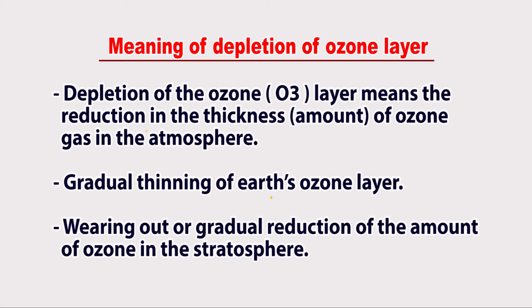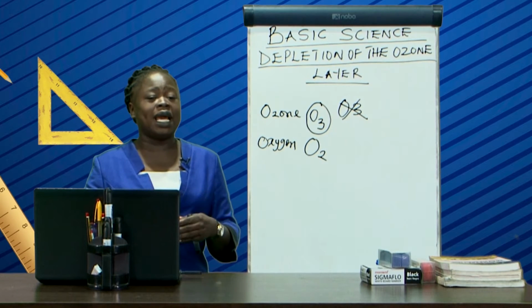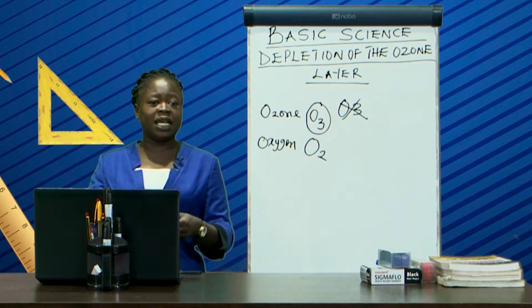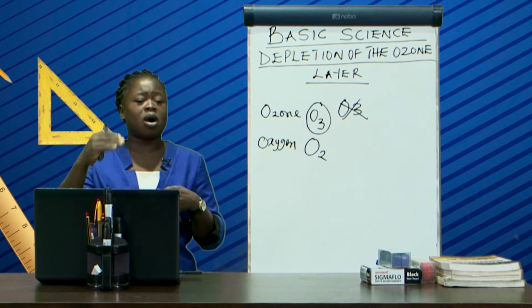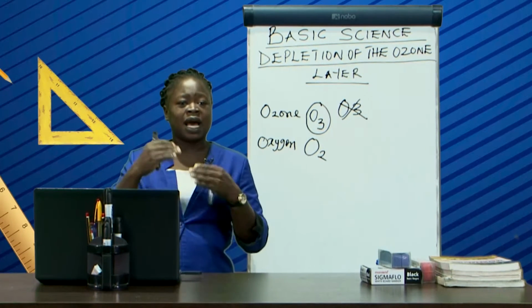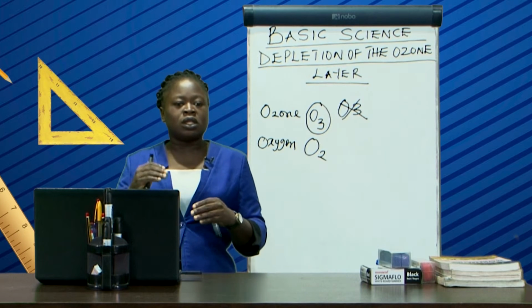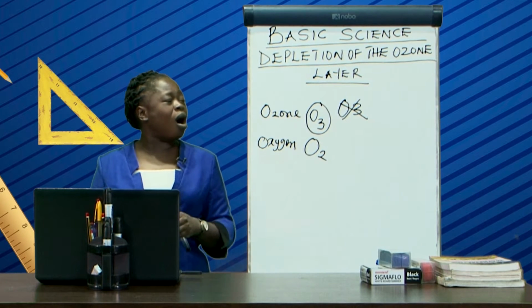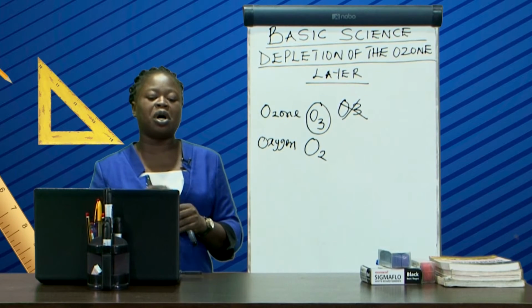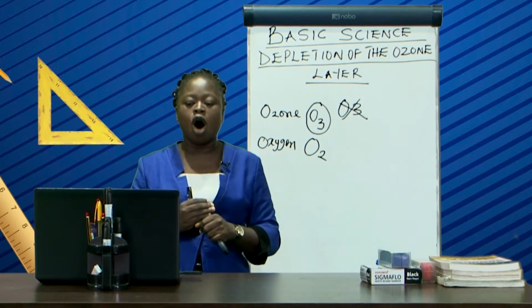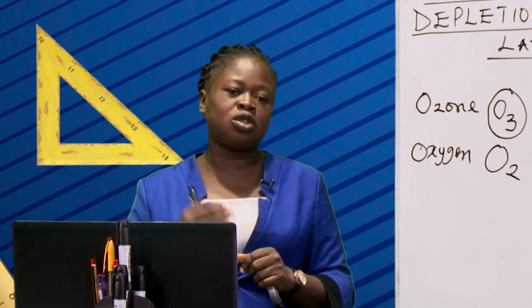You can also say that depletion of the ozone layer is the wearing out of the amount of ozone in the stratosphere. You know, the other time we said the ozone layer is found where? In the stratosphere, which happens to be the second layer in the Earth's atmosphere. So, wearing out or gradual reduction in the amount of ozone in the stratosphere.